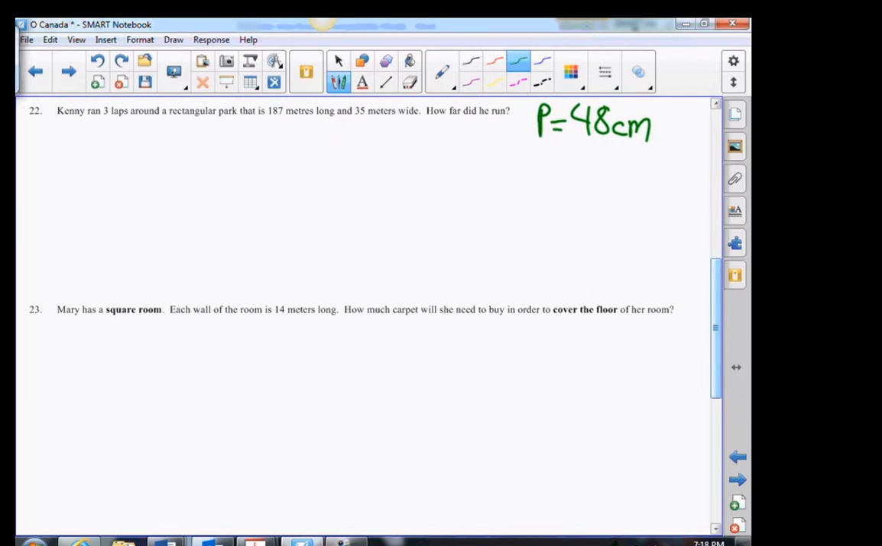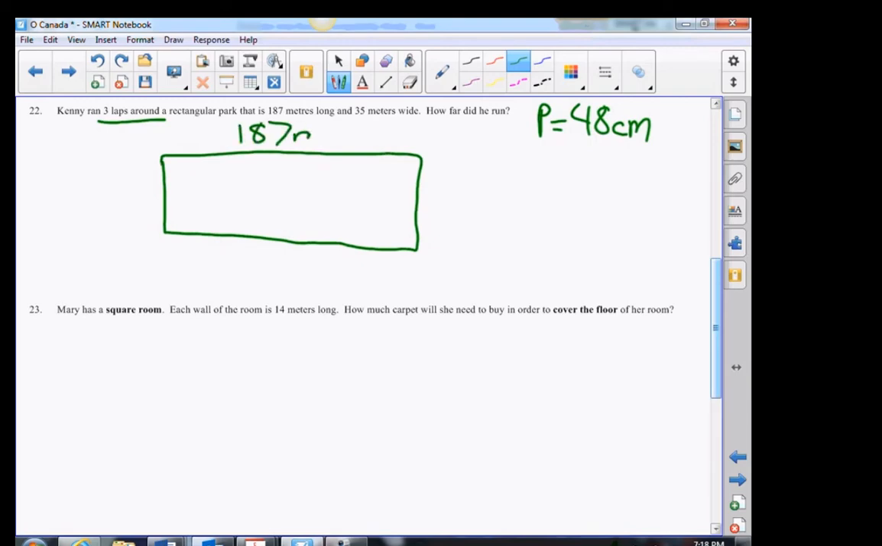All right, question 22. First I'm going to read it. Kenny ran 3 laps around the rectangular park. Well, there are 2 important pieces: 3 laps around and rectangular. I know it's a rectangle. Park that is 187 meters long and 35 meters wide. So I'm going to try and make it very long, and again, it's not to scale, I apologize, and 35 meters wide. How far did he run?